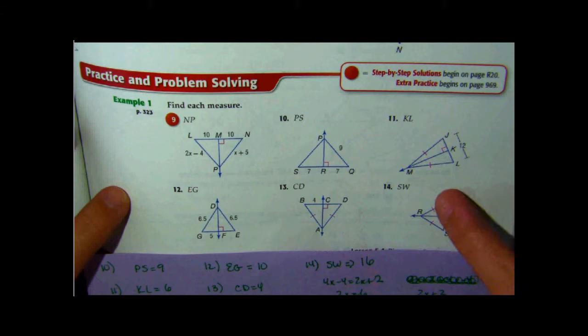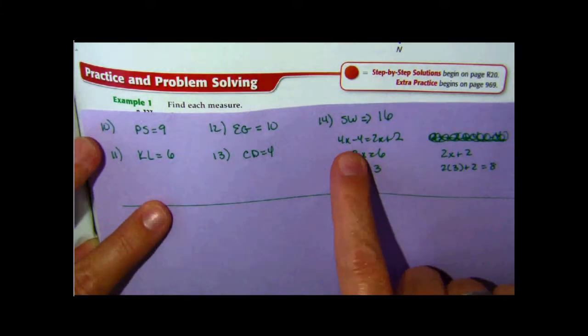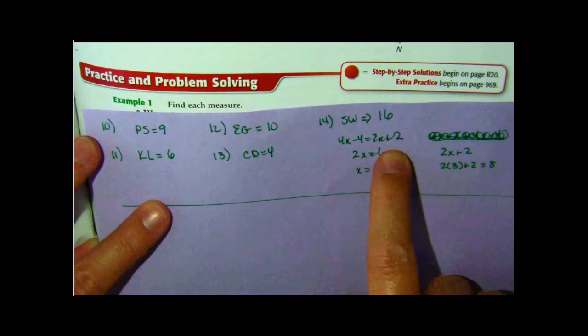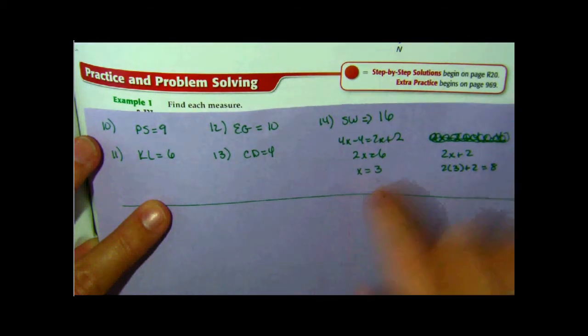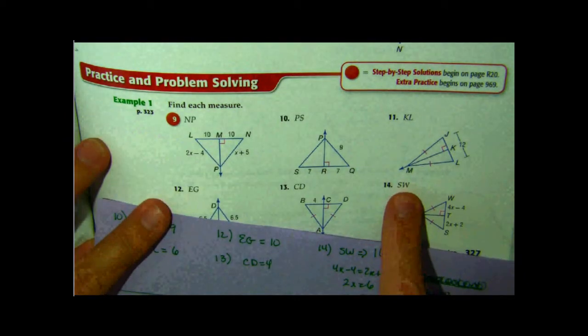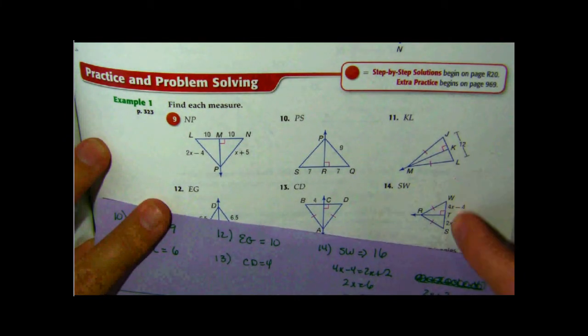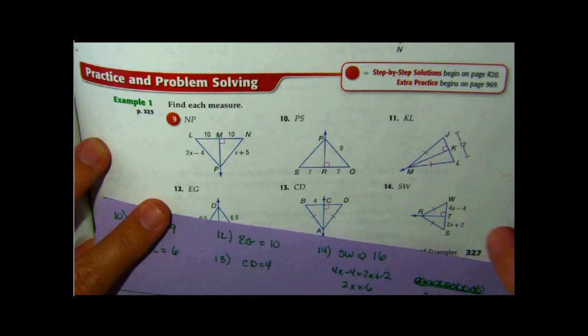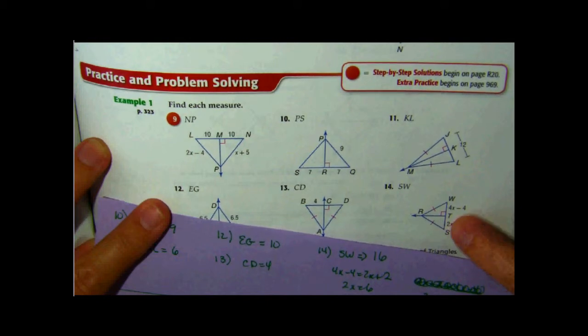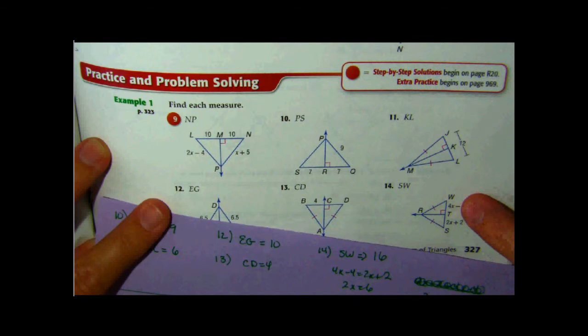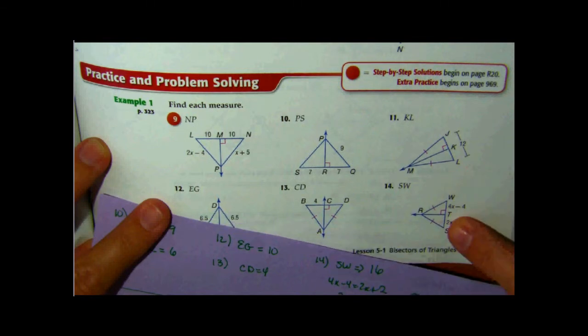And then on this one, because these match, that means those two match. So that's where I had to do some work. I set 4x minus 4 equal to 2x plus 12. Then I solved for x. X was 3. But they didn't want x, they wanted SW. And SW is this whole thing. Well, I plugged the 3 into here because it was easier. So 2 times 3 plus 2 is 8. So that meant this is 8, but these two match, so this is also 8. So the whole thing is 16.